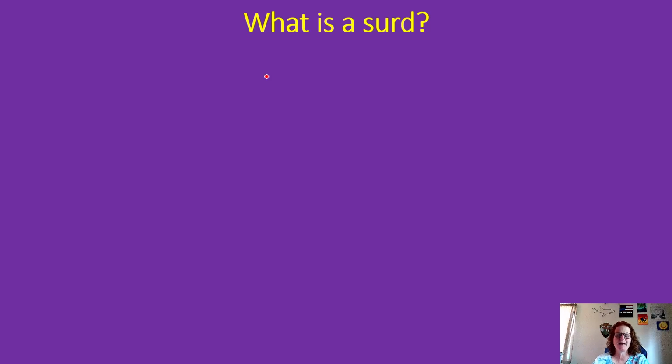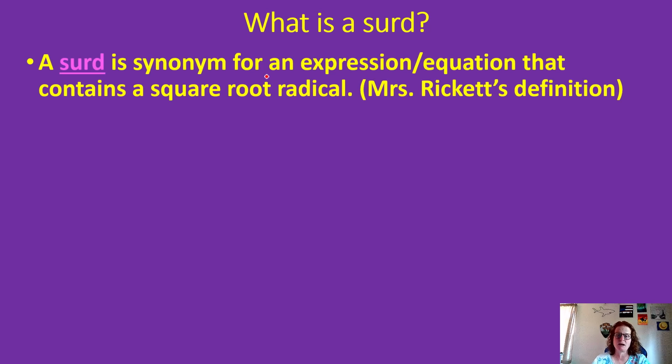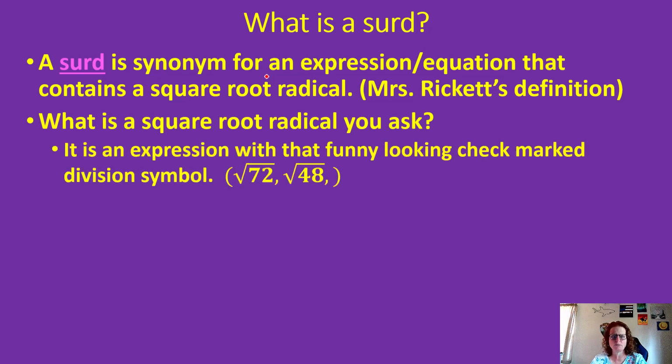So what is a surd? A surd is a synonym for an expression or equation that contains a square root radical. That is my informal definition. What is a square root radical, you ask? Well, let's just remind you, you've seen these before. It's an expression with that funny looking check marked division symbol. So we have the square root of 72, the square root of 48. Those are surds.